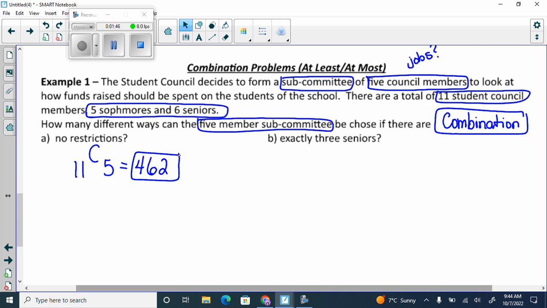The next one says exactly 3 seniors. So we need exactly 3 seniors. Will we be done if we have 3 seniors? How many people do we need on the subcommittee? 5. And we only have 3 seniors, so we need what? 2 sophomores.